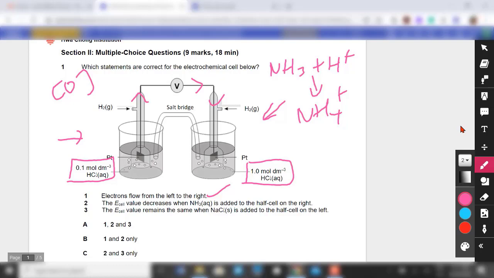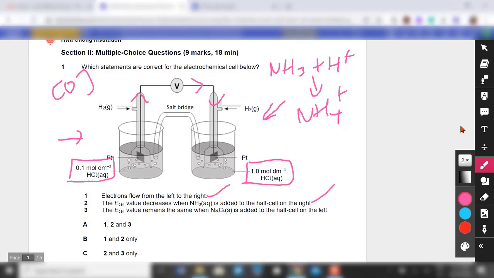Originally, if you pit it against SHE, the value is about 0.00. So when the concentration of H plus drops, you would expect the overall E cell to decrease as well, because the total concentration of H plus on both sides is now not as high as before. So in that case, I will also give the second option a tick.